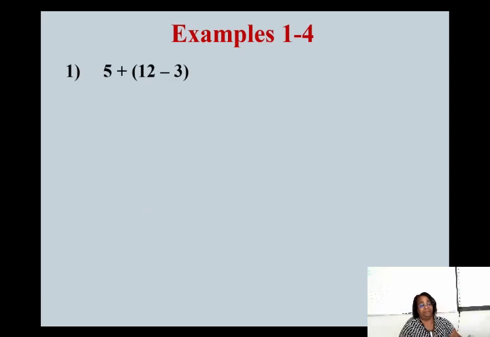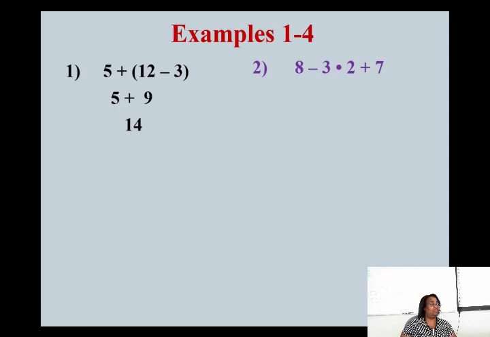What's the answer here? Number 1. Everybody say 14? What do you do first? Parentheses. So 12 minus 3, which is 9, plus 5 is 14. And what I like to do is I like to do it one step at a time. What do I do? Put it in order so I can trace back what I did.